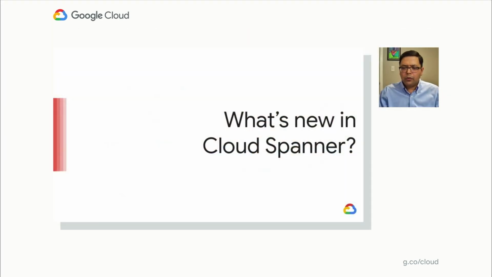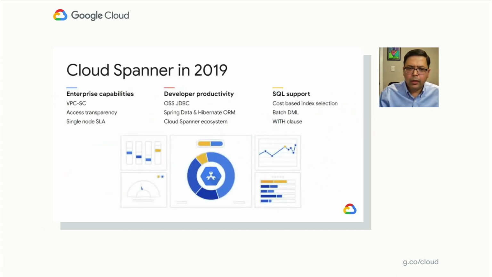So switching gears now, let's talk about what's new in Cloud Spanner. And just a reflection of the past a little bit. So we had a busy 2019. We delivered capabilities in all areas. Basically, we have categorized them in these three major areas: enterprise capabilities, developer productivity, and SQL.